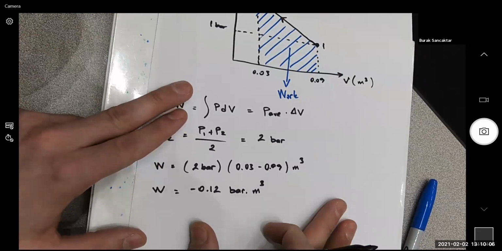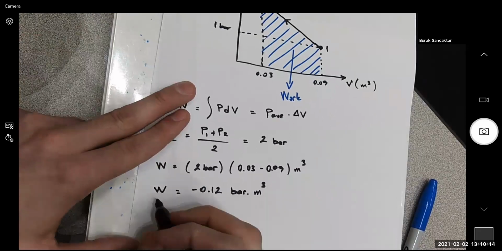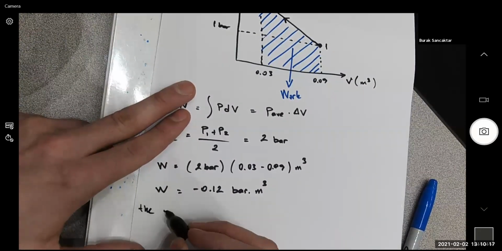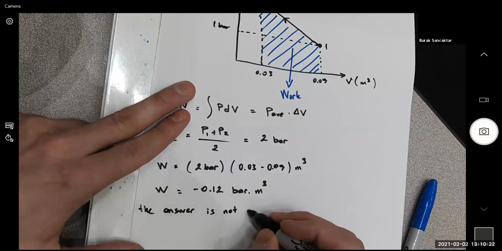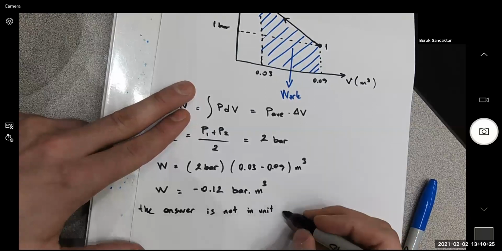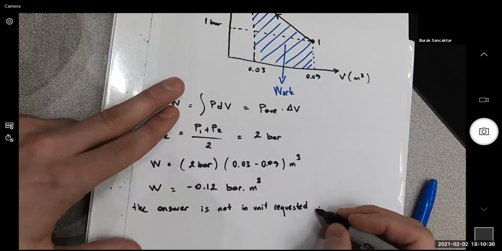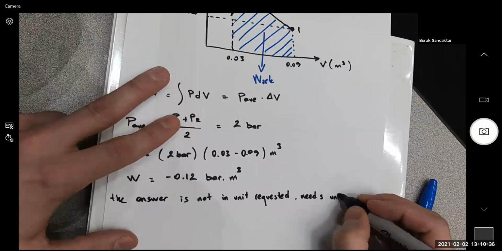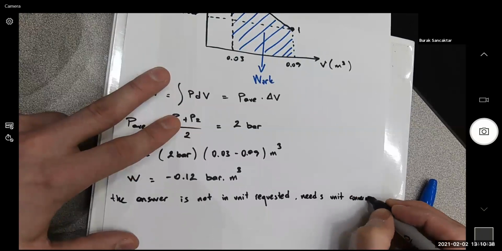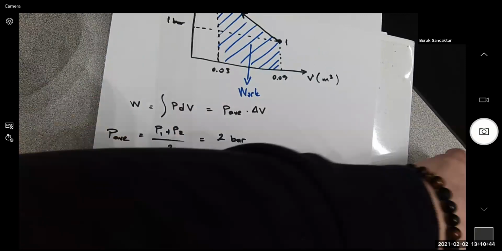You're asked to calculate the work in kilojoules. Right? I need a unit conversion. The answer I have is not in the unit requested in the problem, so we need unit conversions. Make a small note here.